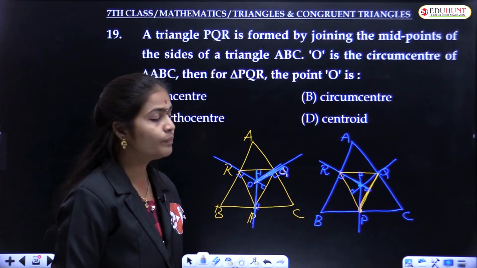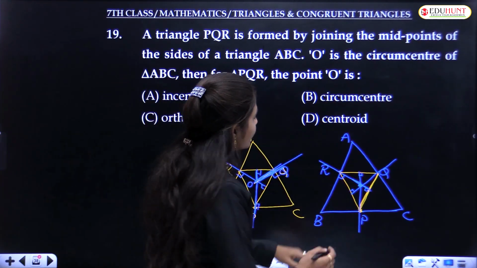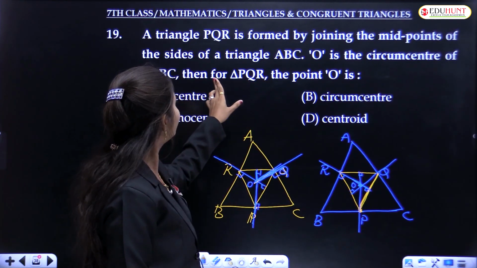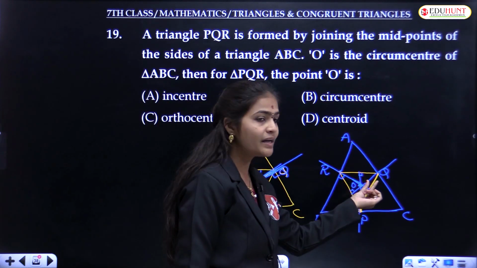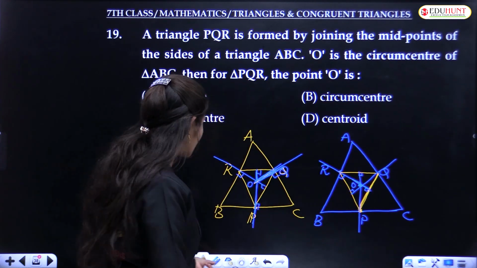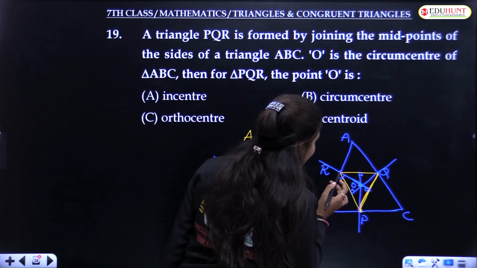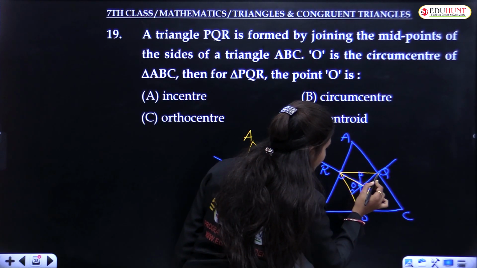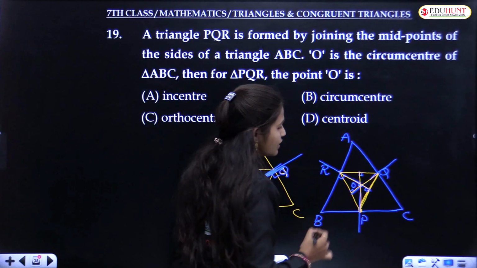So here we can say that in triangle ABC, O is the circumcenter. Now they are asking, for the triangle PQR, what will we call it? Here the perpendicular bisectors become altitudes. I am changing the color here. Once observe the altitudes: this is one of the altitudes, this is one of the altitudes and this is one of the altitudes.